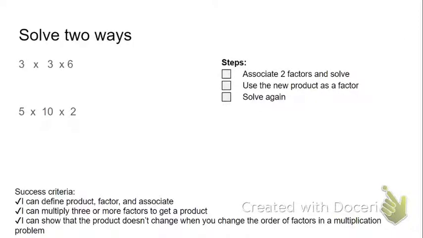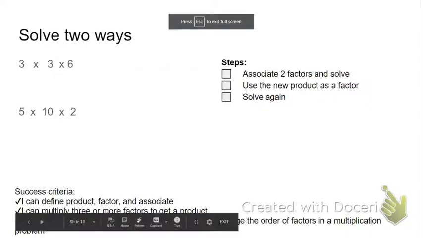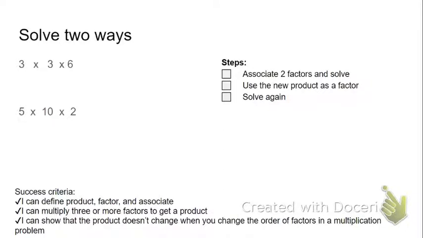Okay, your last thing before I send you off to do a Seesaw assignment today. Today we are working on fast bridge assessments, so there is no exit ticket. You're going to go straight from here to Seesaw. Or actually, you may go to Canvas. I haven't decided yet. Okay, I paused the video and I decided it's going to be on Seesaw. It's called Associative Property, and I'll show it to you in just a moment here. But go ahead and solve these two ways. I want you to associate two factors and solve, use the new product as a factor, and solve again. And then do it again, but associate two different factors. Pause the video and give it a shot.